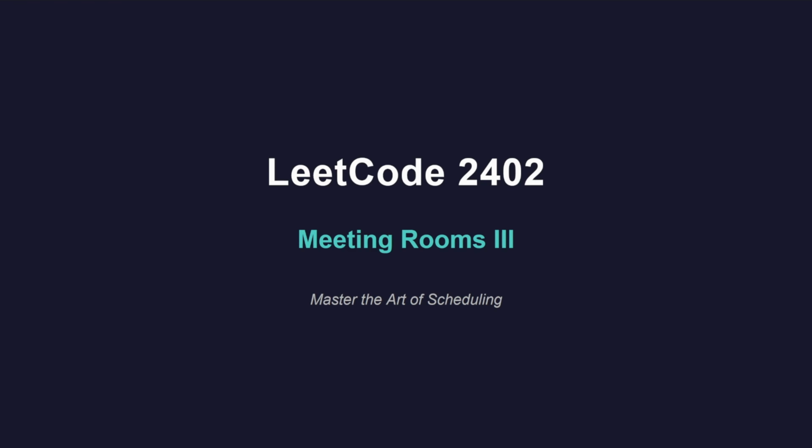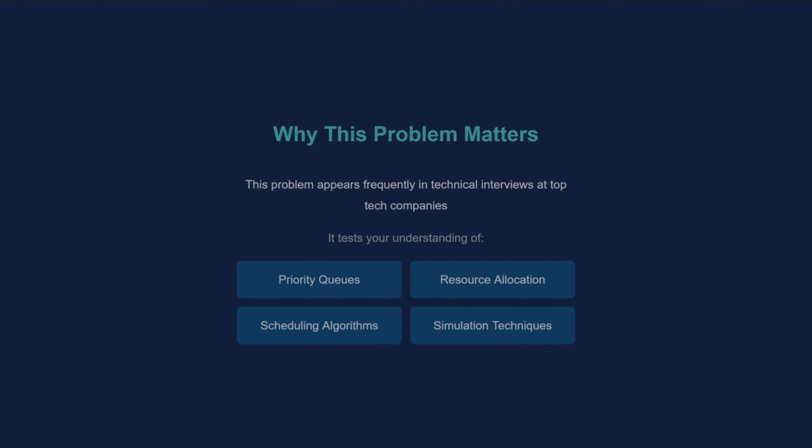This problem appears frequently in interviews at top tech companies because it elegantly combines data structures, algorithms, and practical problem-solving skills. Let's talk about why this problem matters so much. As shown on the screen, this problem is a favorite in technical interviews because it tests your understanding of 4 key areas. First, priority queues, one of the most powerful data structures for managing ordered collections efficiently.